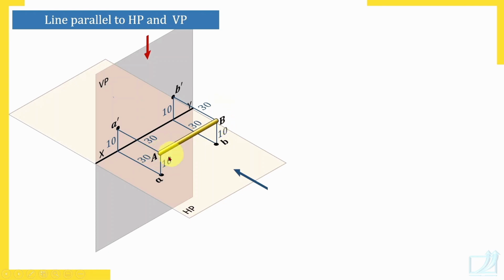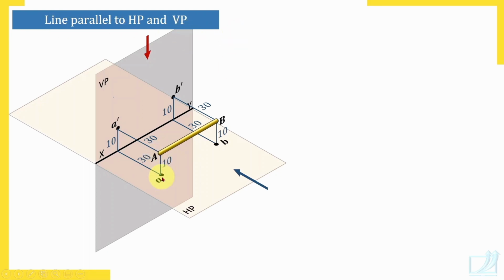Both the ends of line AB are at the same distance from HP. What does that mean? Line AB is parallel to HP. And both the ends of line AB are at the same distance from VP. What does that mean? The line is also parallel to VP. So here is one example of a line parallel to HP and VP.